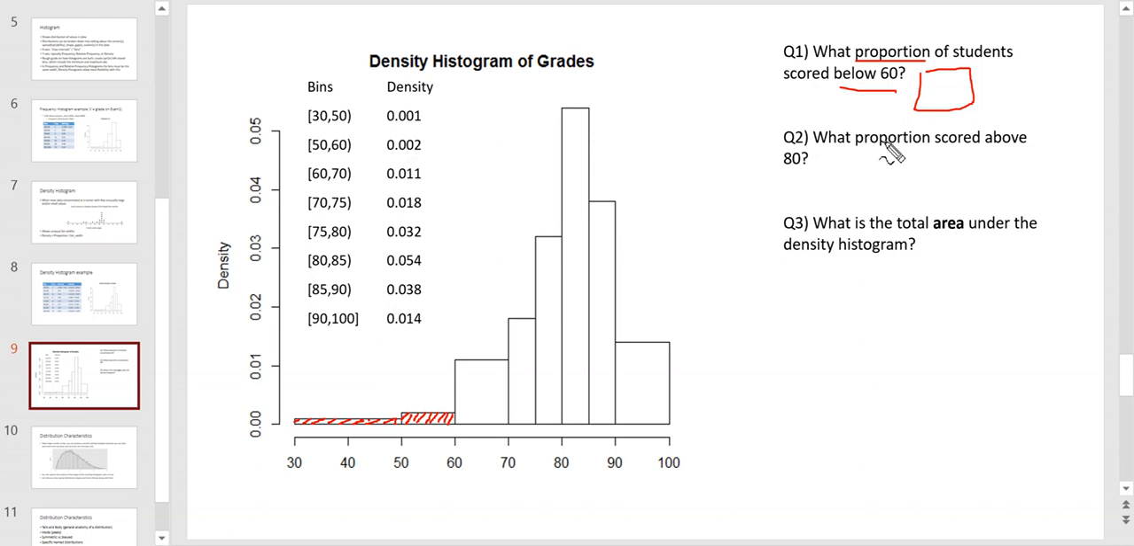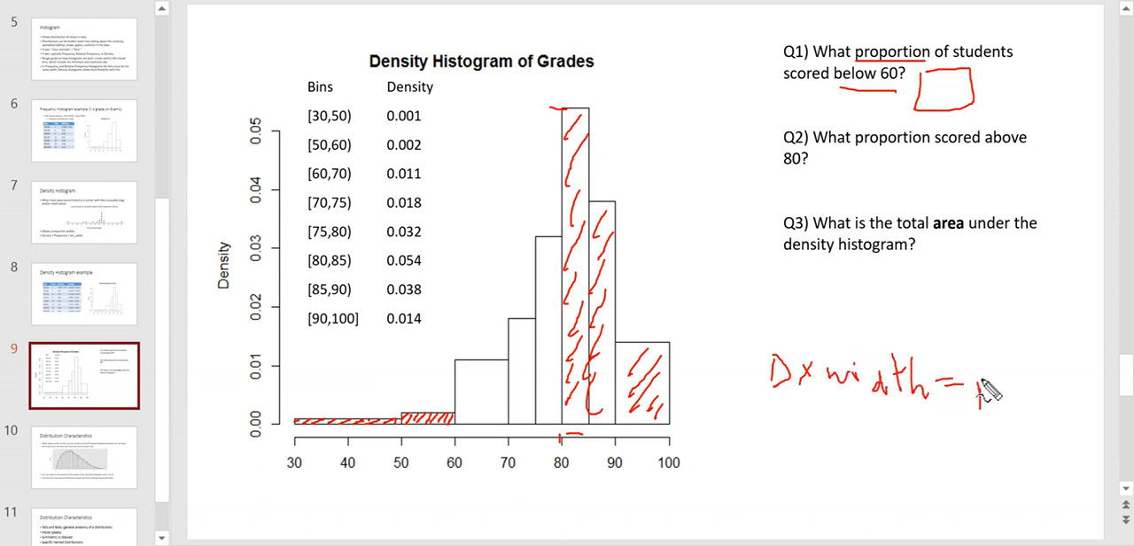Okay? What proportion scored above 80? Same thing, here's 80. Get the area of this bar, add it to the area of this bar, add it to the area of this bar. How do you get the area of a rectangle? Base times height. What's the height? Density. What's the base? Bin width. Isn't that what the formula says? Density equals proportion over bin width. So if I have density, I can multiply it by width and get proportion.